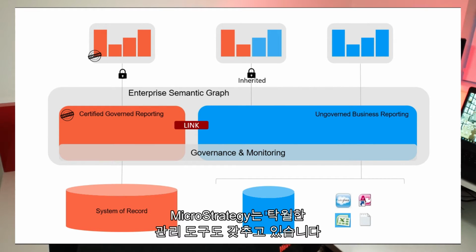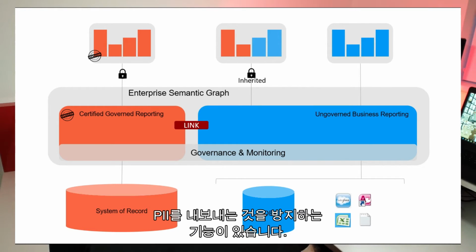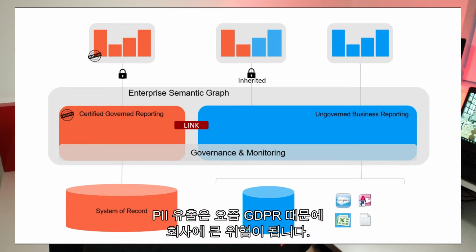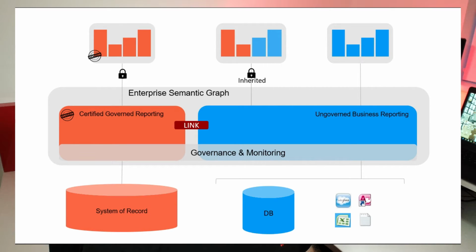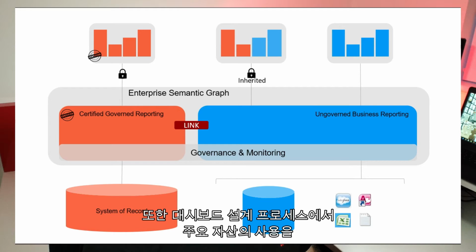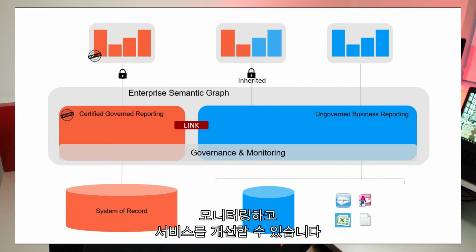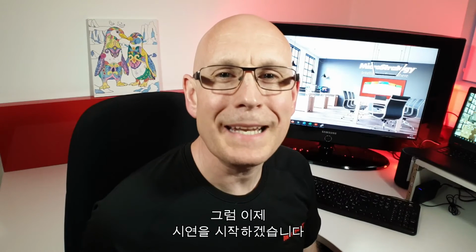MicroStrategy also has amazing administrative tools. Therefore, there's the ability to ensure that users are not exporting PII, personal identifiable information, which is a huge company risk with GDPR nowadays. You can also monitor usage of key assets and improve the service from a dashboard design process. Okay, let's get on to that demonstration.